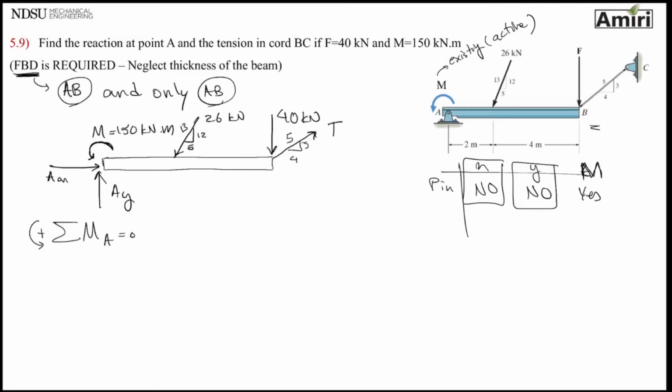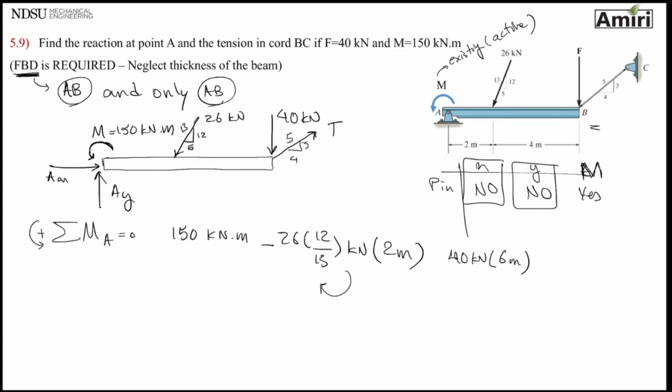Otherwise, I've explained everything repeatedly in previous problems. So starting from the end, the only thing I have is moment. Then moving on, I have the vertical component of 12 over 13 of the 26 kilonewton force at a distance of 2 meters, trying to rotate my beam this way, so I'm going to put negative next to it. Moving on, I have a 40 kilonewton at a distance of 2 plus 4, 6 meters. It's trying to rotate the beam the same way, so it's negative.